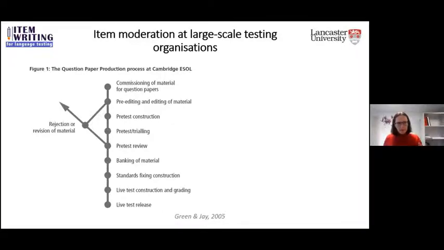So you see that this is a long process in line with the test design cycle, but what we're interested in is the pre-editing and editing of material stage. Editing is what at Cambridge Assessment they call item moderation. And you can see that it is subdivided into two stages, pre-moderation and moderation.